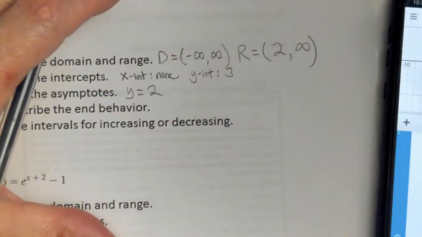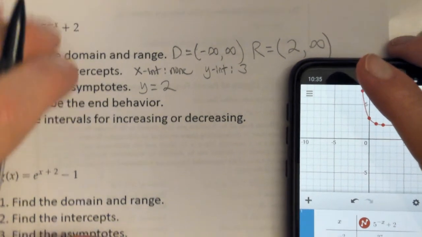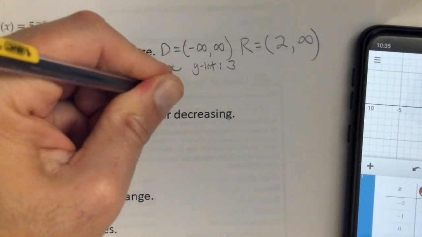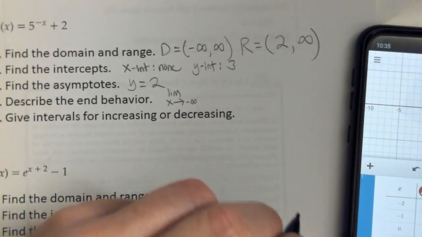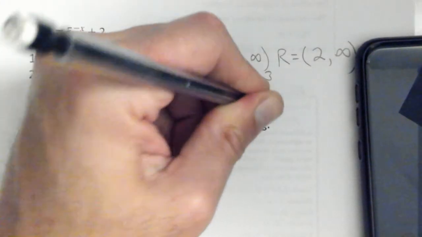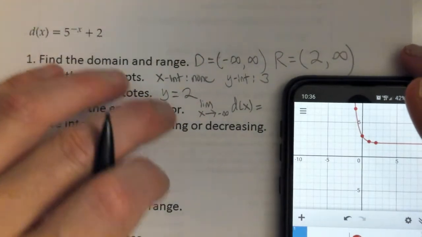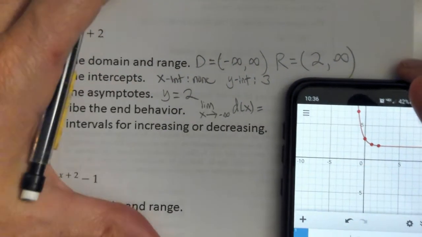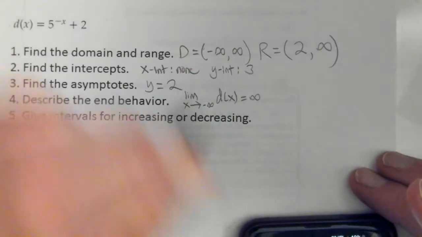And describe the end behavior. We can look at either end. Let's say that we start by looking at the left end behavior. So the limit as x approaches negative infinity of d of x is, and once again by looking at the graph we can see that it is rising up to infinity, right? No limit there on that boundary. And so the limit as x approaches negative infinity for the function is infinity.